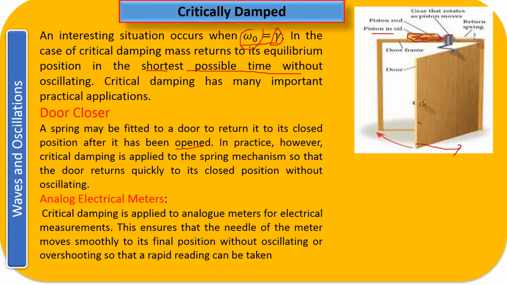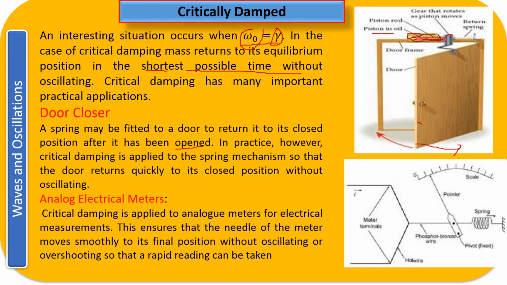So let us see what I have written here. The critical damping is applied to the analog meter for electrical measurements. This ensures that the needle of the meter moves smoothly to its final position without oscillating or overshooting, so that a rapid reading can be taken. Let us try to understand with the diagram.